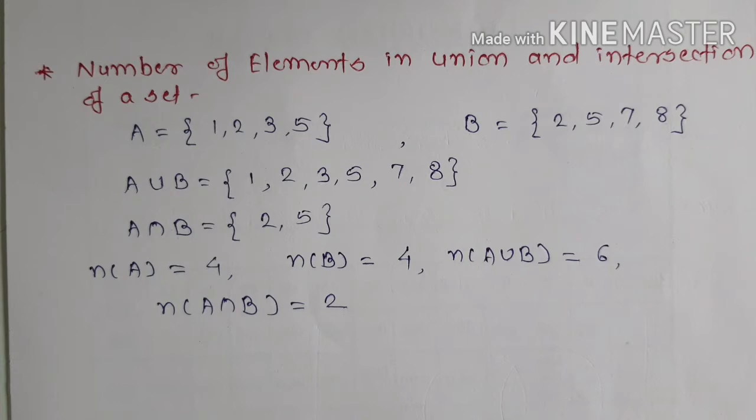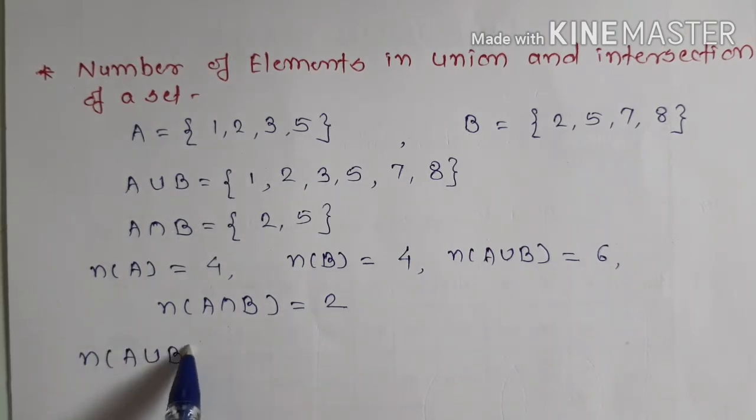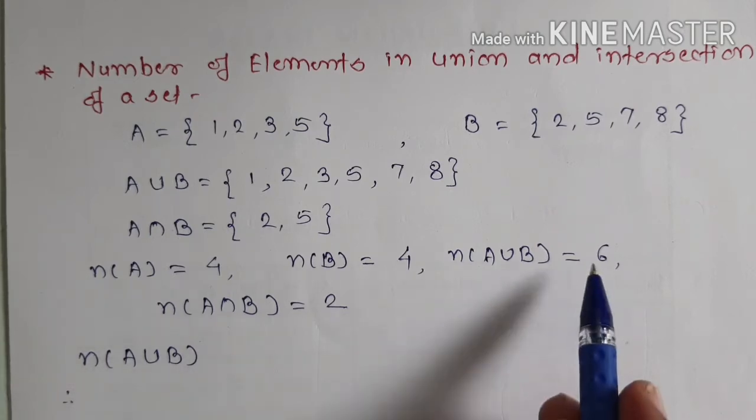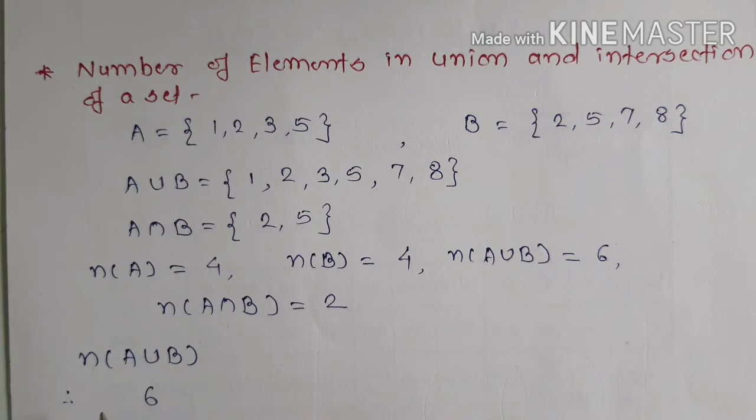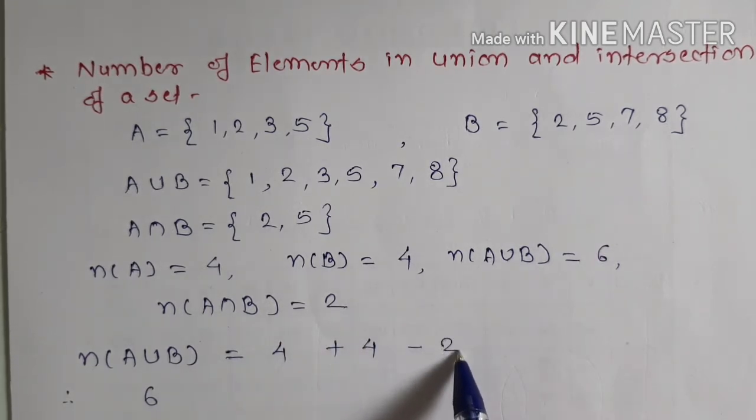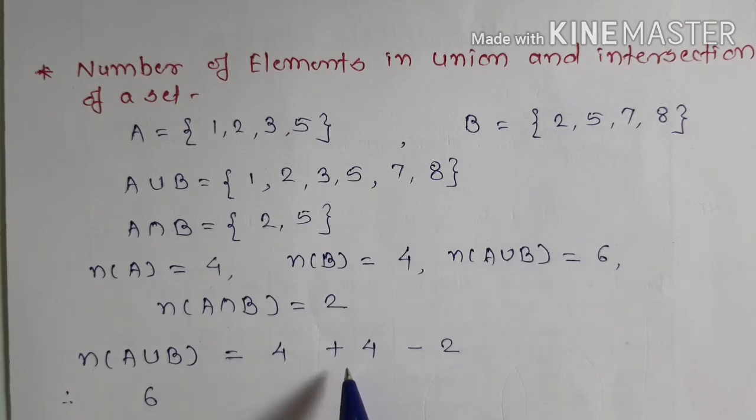Now if we write here n of A union B, so under that we'll write n of A union B are 6, that is there are 6 elements in A union B, that is equal to, now we can split this 6 as 4 plus 4 minus 2. So 4 plus 4, that will be 8, minus 2, again we will get the 6.